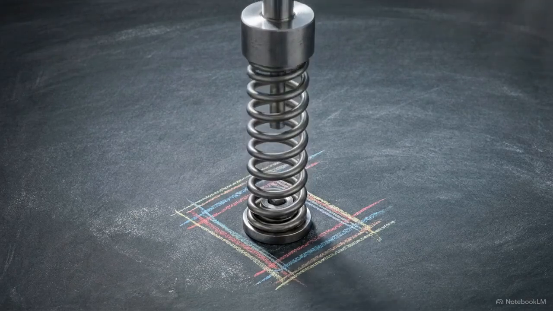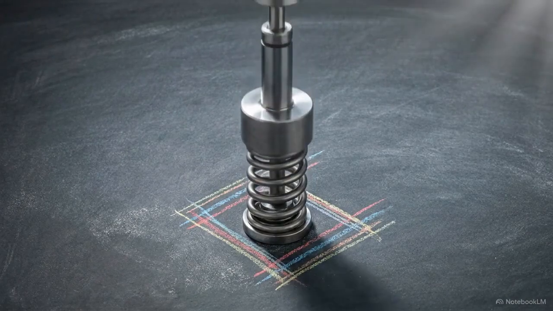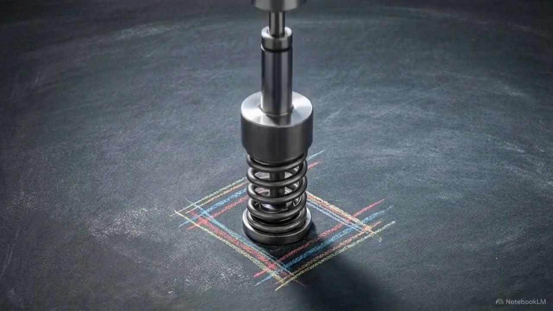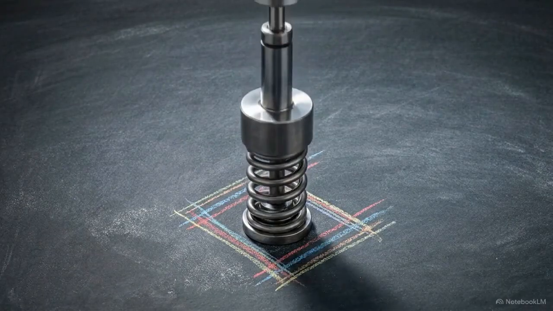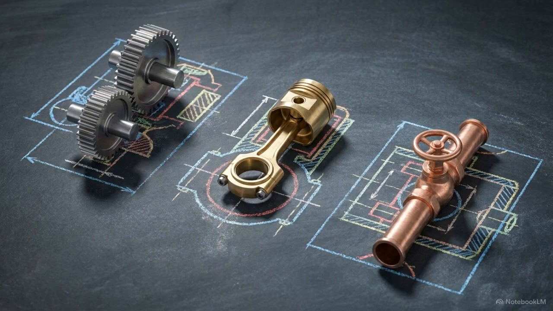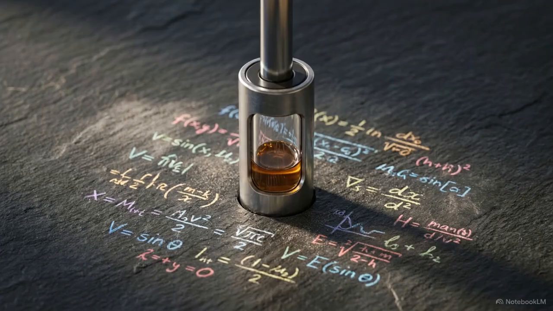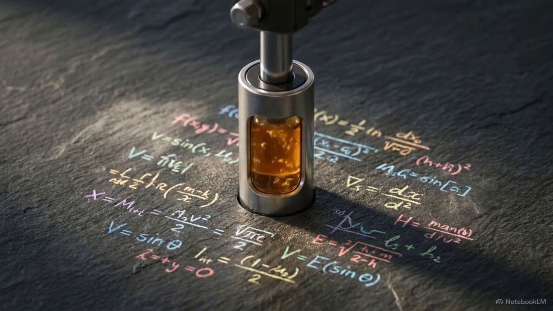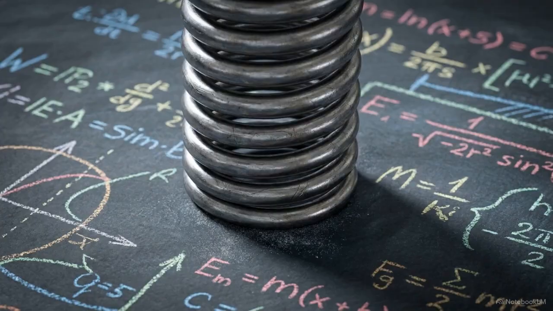Look at a basic mechanical system in motion. We have a heavy mass attached to a spring and damper, oscillating up and down over time. Three distinct physical properties govern every millimeter of this movement. You have the inertia of the mass resisting acceleration, the energy dissipation of the damper slowing things down, and the restoring force of the spring constantly trying to pull the system back to center.